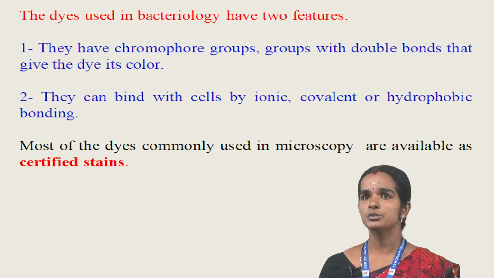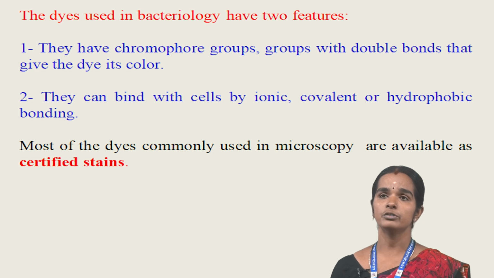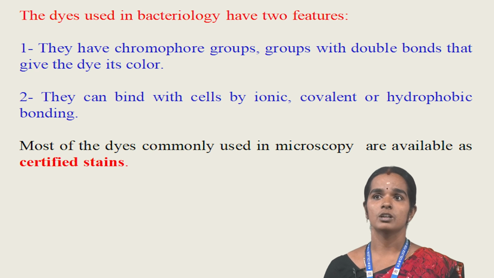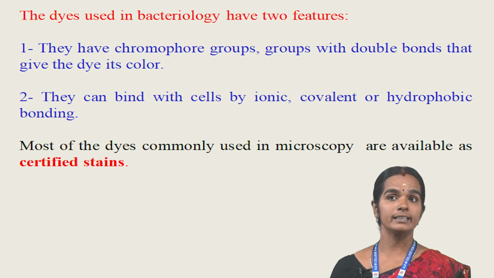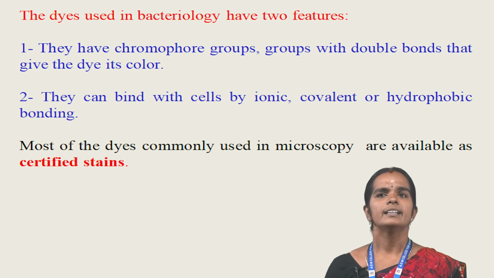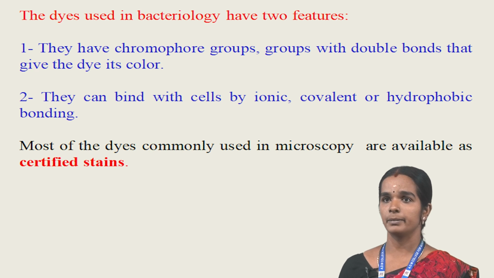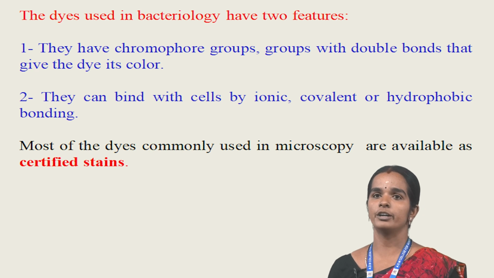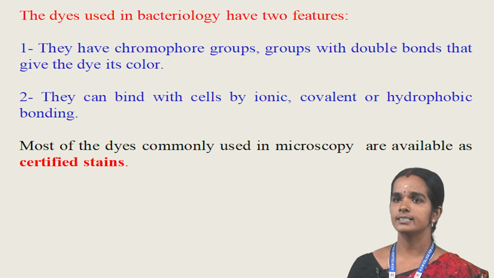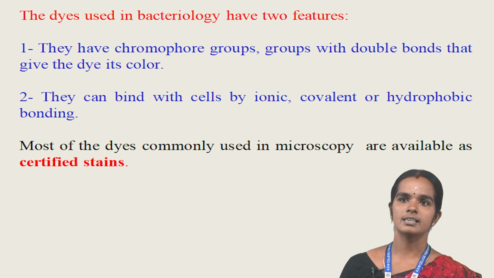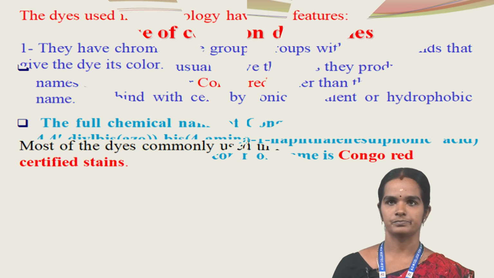The dyes used in bacteriology have two features. First feature: they have chromophore groups with double bonds that give the dye its color. Second, they bind with the cell by ionic, covalent or hydrophobic bonding. Most of the dyes commonly used in microscopy are available as certified stains.